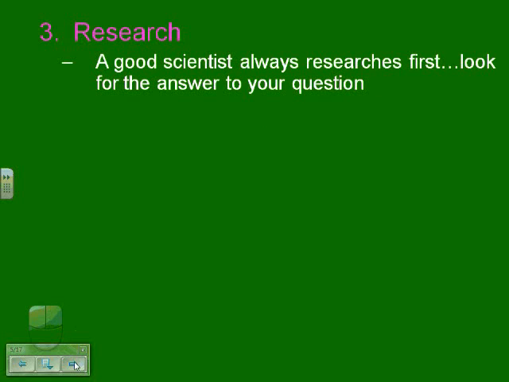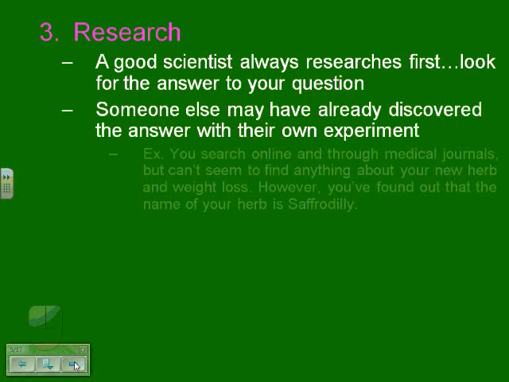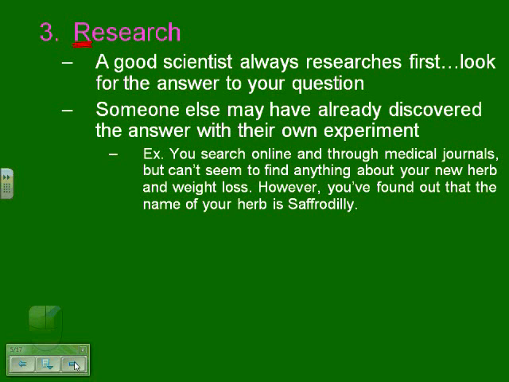That question is really what's going to drive the experiment for you. Any good experiment needs research to start off with. So the R in Orphec, you need to research. Has somebody already discovered your herb? Has somebody already performed experiments about your herb? Maybe somebody found your herb, but they performed a totally different experiment on it. So you search online, medical journals, and you don't find anything about this new herb that you think you've discovered. You found out, however, that it's called Saffrodilly. No, this is not real. I'm making this up, guys.